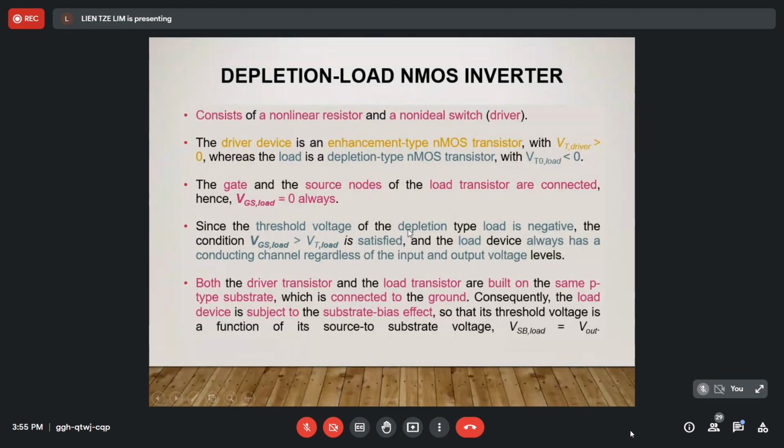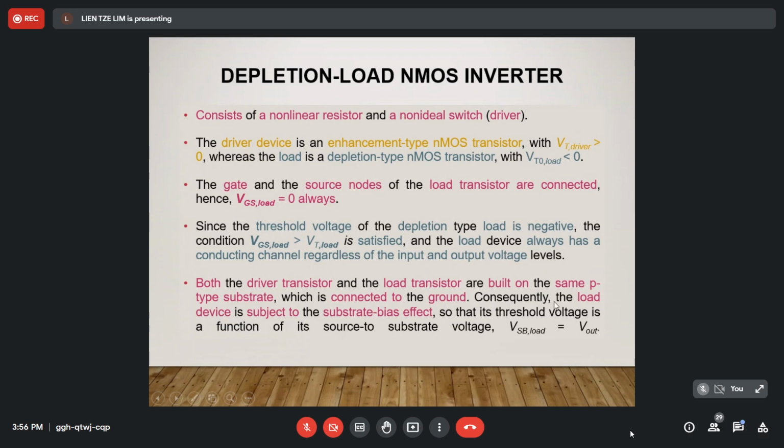Since the threshold voltage of the depletion type load is negative, the condition of VGS load above the threshold voltage is satisfied. And the load device always has a conducting channel regardless of the input and output voltage level. Both the driver transistor and the load transistor are built on the same P-type substrate. Since it is NMOS, the substrate is a P-type substrate, and this substrate is connected to the ground.